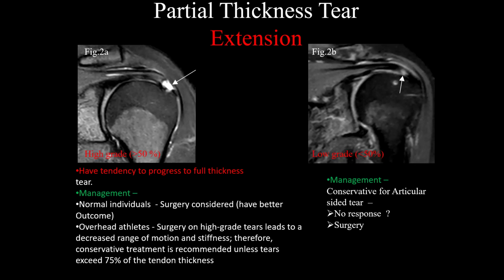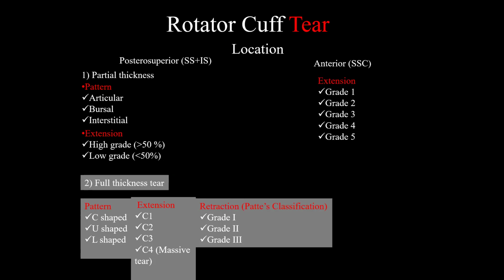Next, we have full thickness tear, in which we mention the pattern, the anterior posterior extension, and retraction of the tendon.